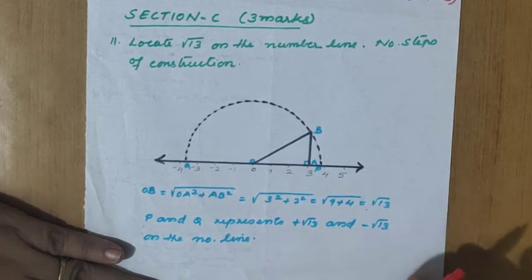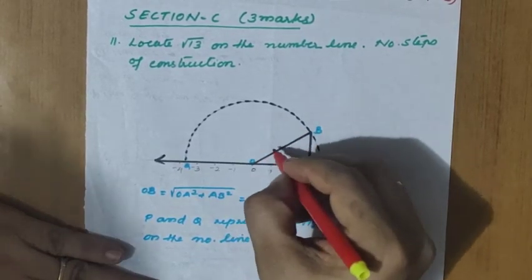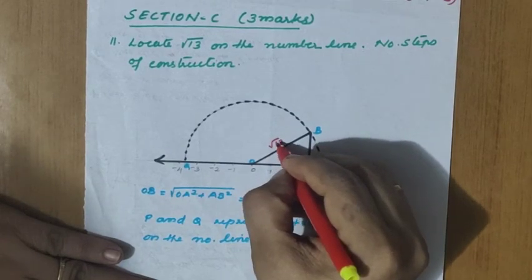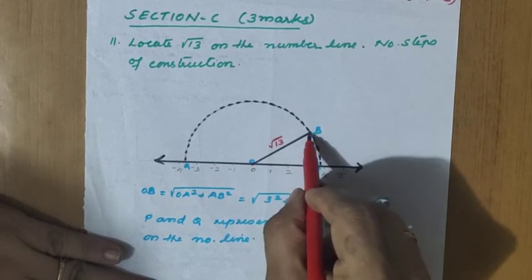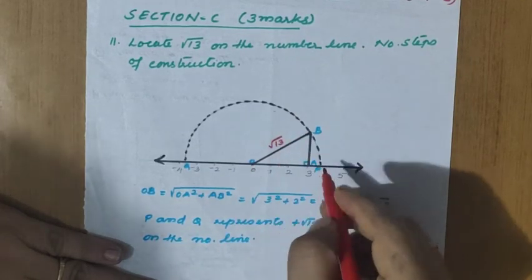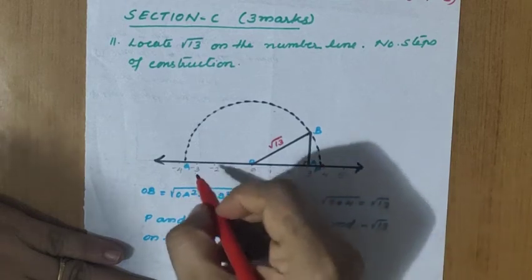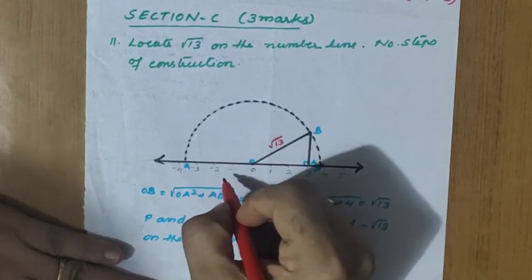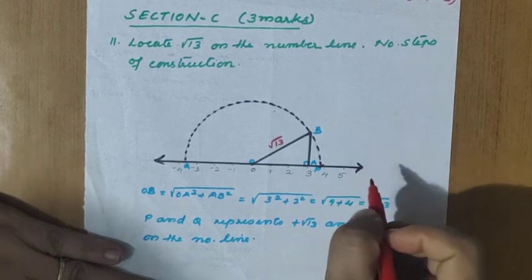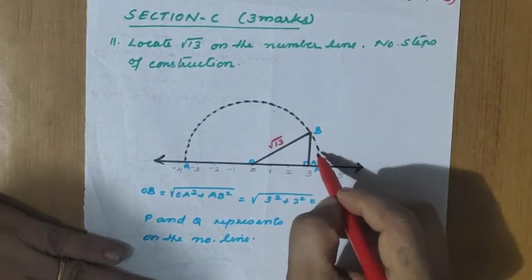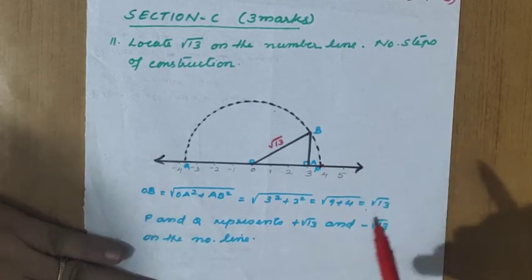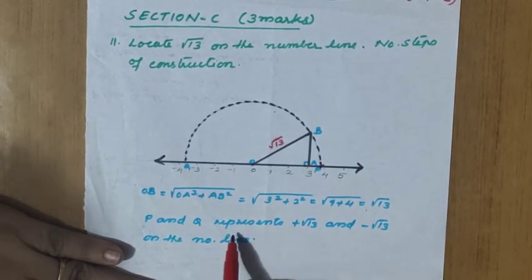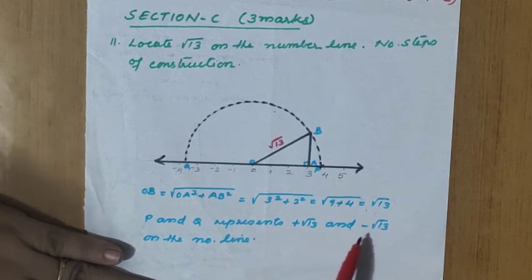Still it is not completed. We have calculated that this length is root 13. Now the question asks for root 13 on the number line. So keeping the compass on O and OB as the radius, we have to draw a semicircle which will cut the number line between 3 and 4 only. Both sides you can draw, or one side at least. So this side at least must be drawn and it must be shown on the number line. Where is that point? So clearly I have mentioned here P and Q represent plus root 13 and minus root 13 on the number line.